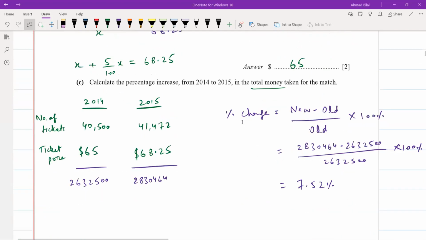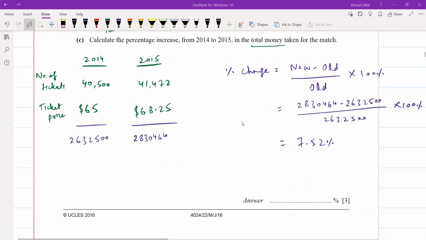Okay, so that's question number one. So we have 7.52% here. Any problems with this? Any issues with this? Anyone? You clear है सबको? All right, let's move on. Let's look at the second one.